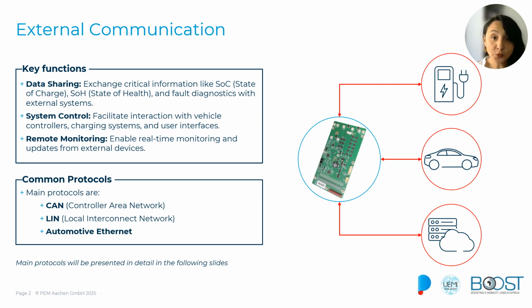External communications allow the BMS to interact with several critical components in our systems. For instance, it allows us to communicate with the vehicle control units. These are the units that manage the vehicle functions, including the power distribution, the energy usage of the battery, and the performance optimization of the whole vehicle.